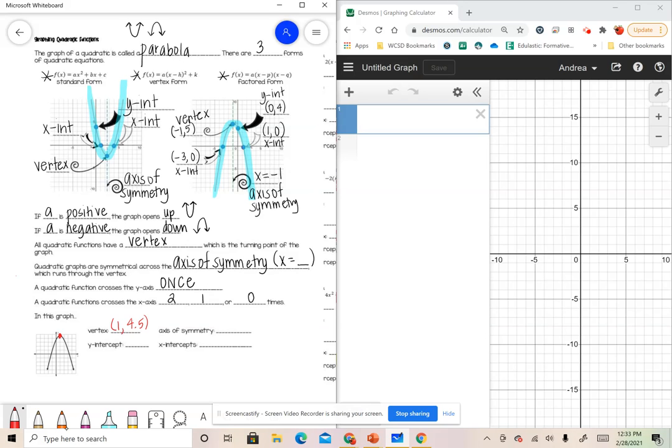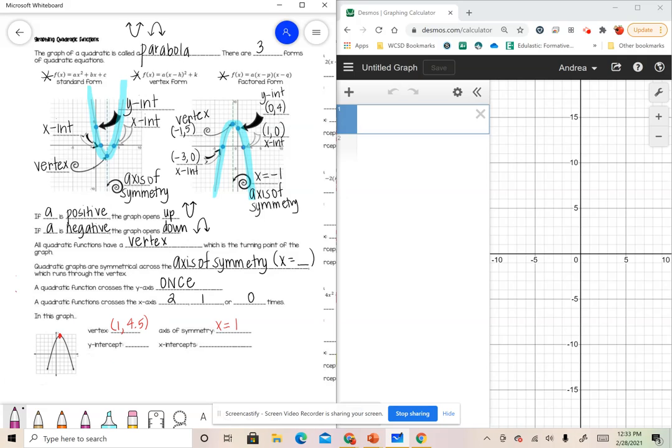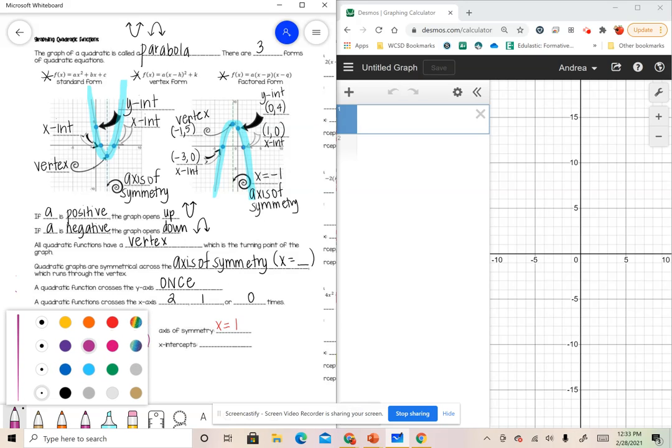4.5. As soon as I have my vertex, I immediately go to my axis of symmetry. I always write x equals, remember, the x coordinate of your vertex, so x equals 1. After that, I'm going to go to my y-intercept, which is right there where it hits the y-axis. I don't go left or right at all, so I start with 0, comma, and I go up 1, 2, 3, 4. 0, comma, 4. There's my y-intercept.